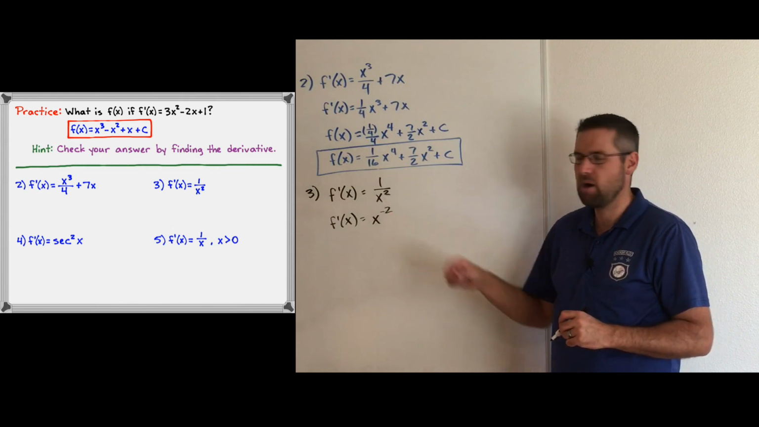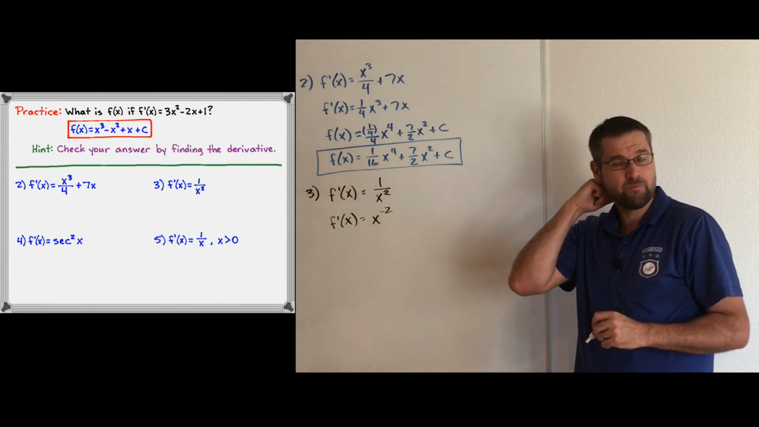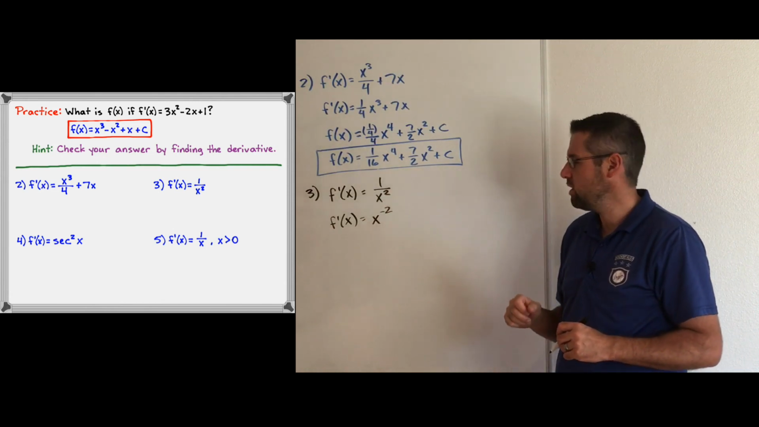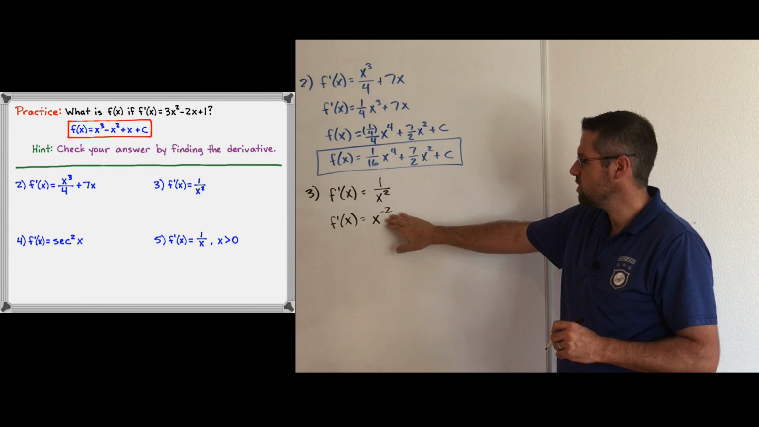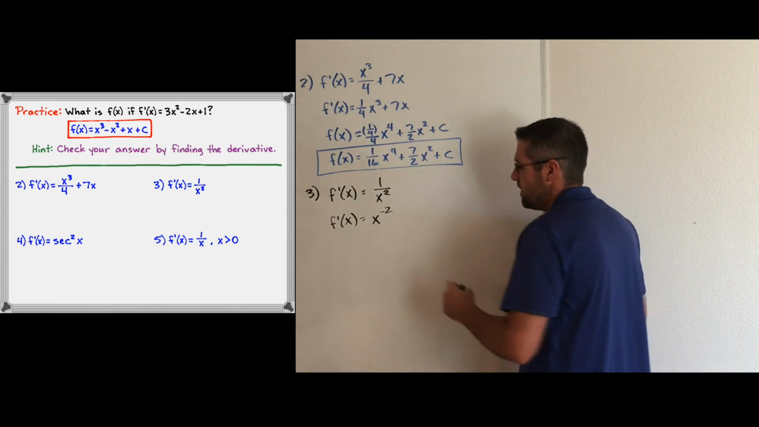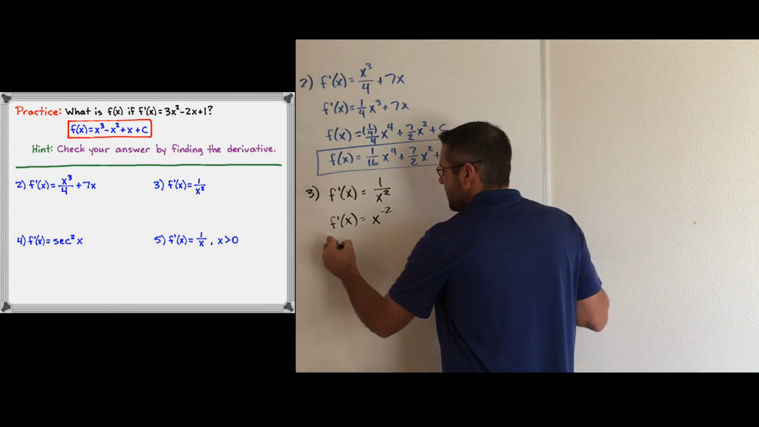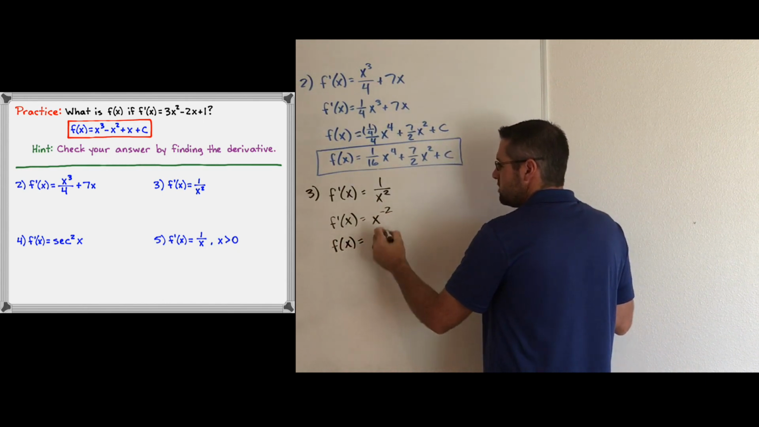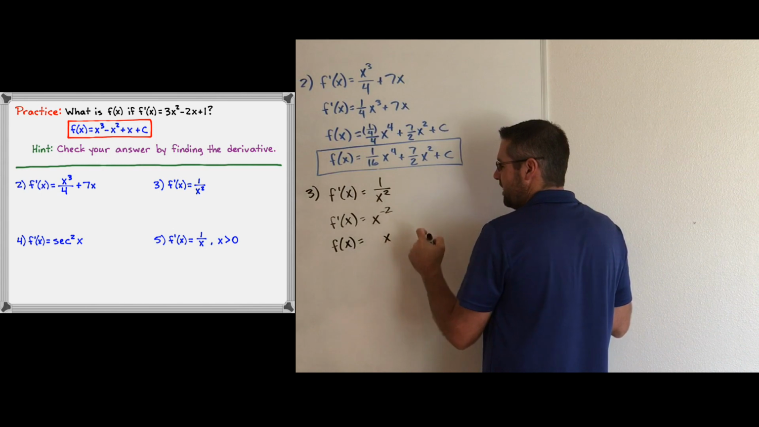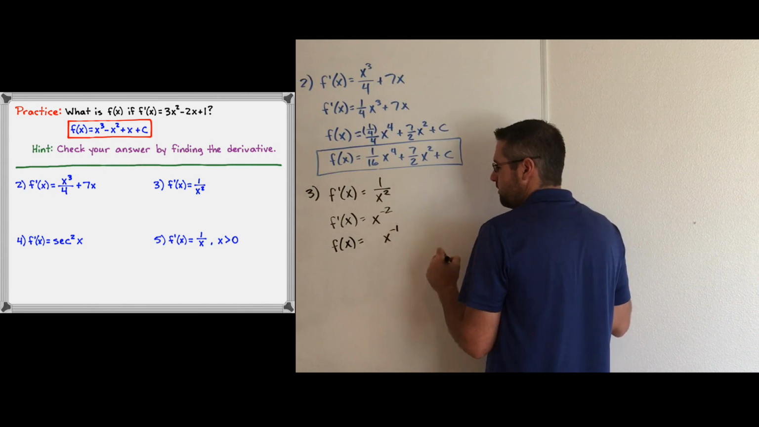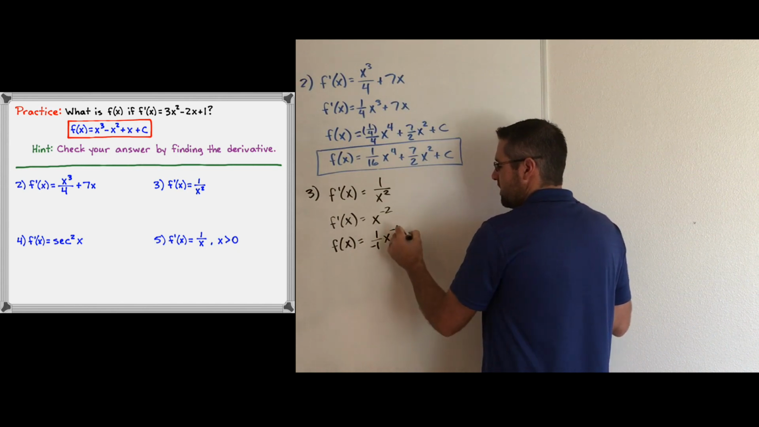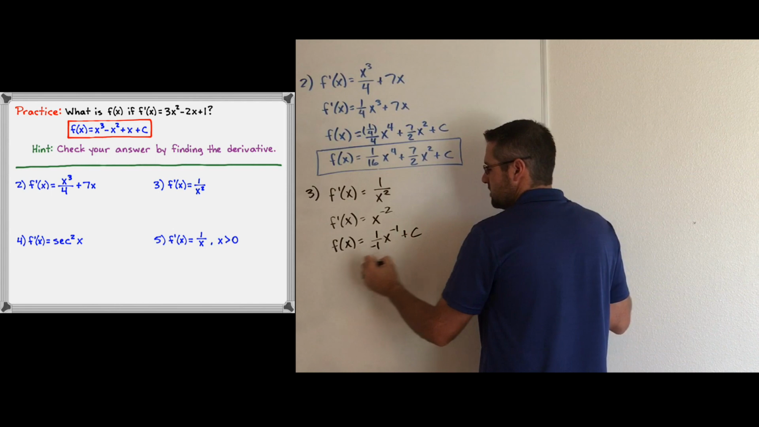That's always a good idea when you're taking an antiderivative. If the denominator has a variable with an exponent other than 1, it's probably a good idea to rewrite it with a negative exponent. Now I can go through and take the antiderivative of this. I'm first going to add 1 to my exponent. So when I add 1 to negative 2, I end up with negative 1. And then I take my coefficient, which was 1, and divide it by my new exponent, negative 1. And then I'm going to add my constant to the end.